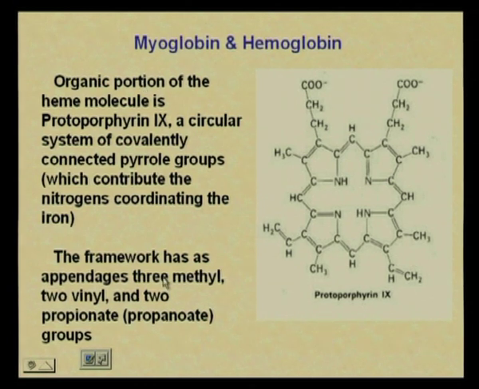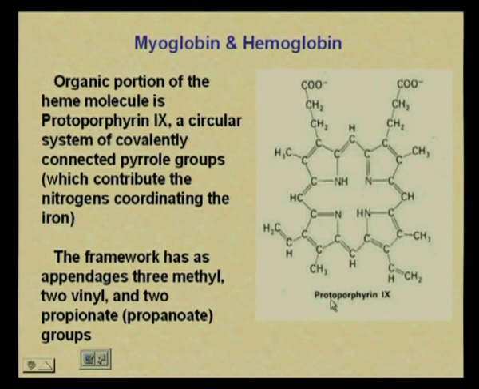Okay, if we look at this framework very carefully, you will see that there are 3 methyl groups: there is a CH3 here, a CH3 here, and a CH3 here. There are also 2 vinyl groups, CH double bond CH2, CH double bond CH2, and 2 propionate groups, CH2 CH2 COO minus, CH2 CH2 COO minus.